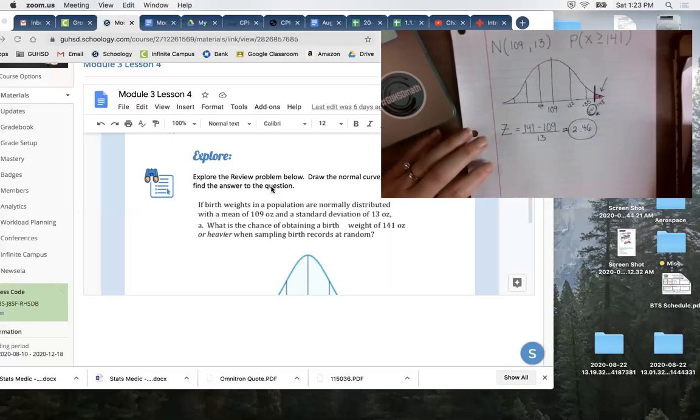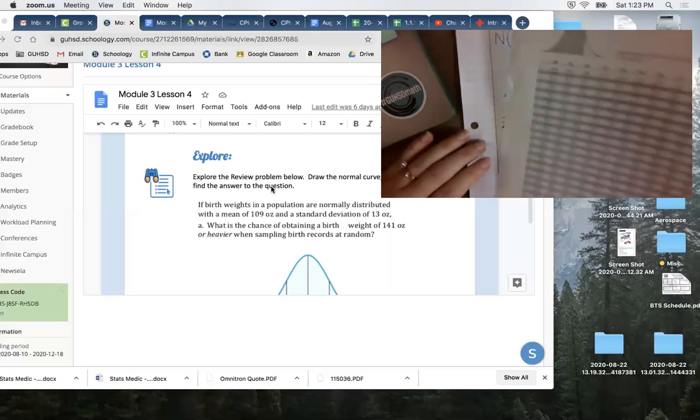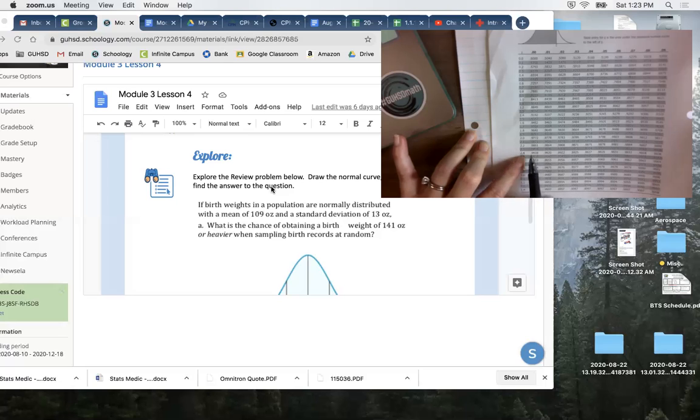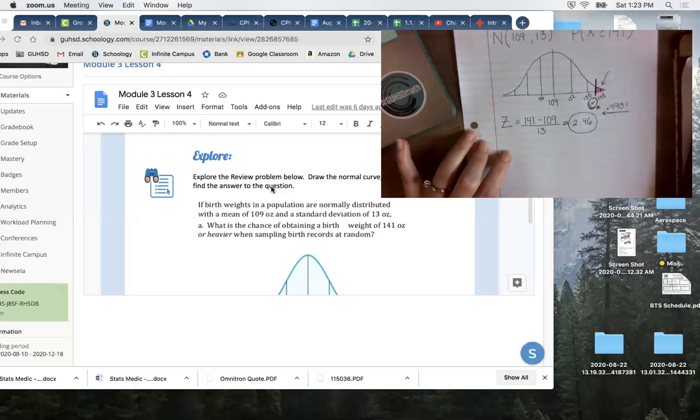Okay. The final step is going to be to look up what that means in my table, and I need to find my table. I had it a second ago. Here it is. When I look up a z-score of 2.46, 2.4, and I follow it over 6, it's right here. I get 0.9931. 99% is what that means. 0.9931. That's my area to the left. Always to the left. So that's always the area to the left.